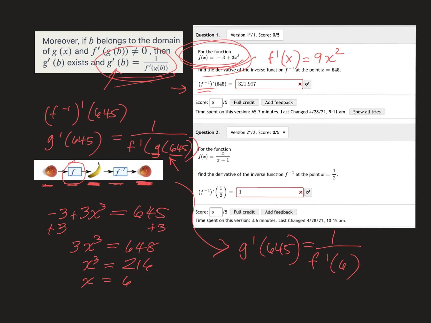And I recall that f prime of x is 9x squared. So I get 1 over 9 times 6 squared, which is 1 over 9 times 36, and I'll calculate that right now. And that is 1 over 324. So that's it. Again, to solve for what g of 645 represents, we just set this original function equal to 645, and then we solve for what x is. Hopefully this helps.